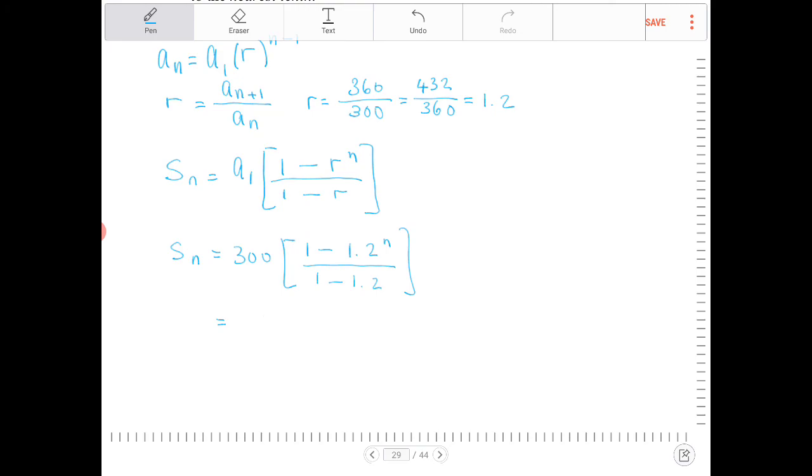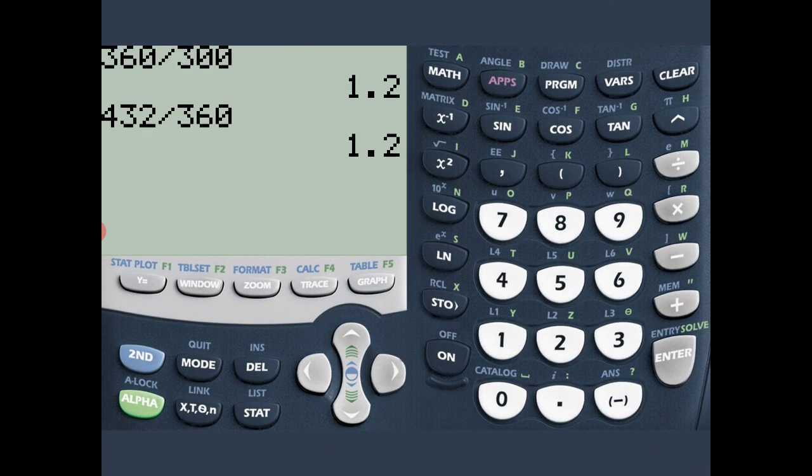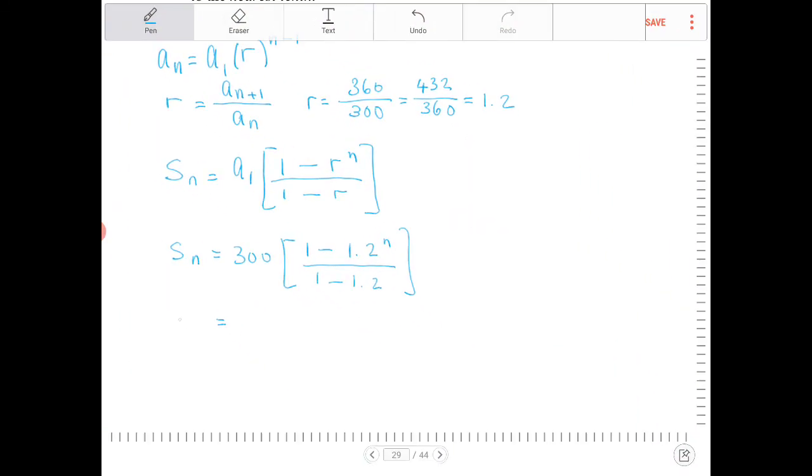So what is 300 divided by negative 0.2? That would be negative 1500. So S sub n is equal to negative 1500 times 1 minus 1.2 to the n. So this is the equation that the first half of the question is asking for.